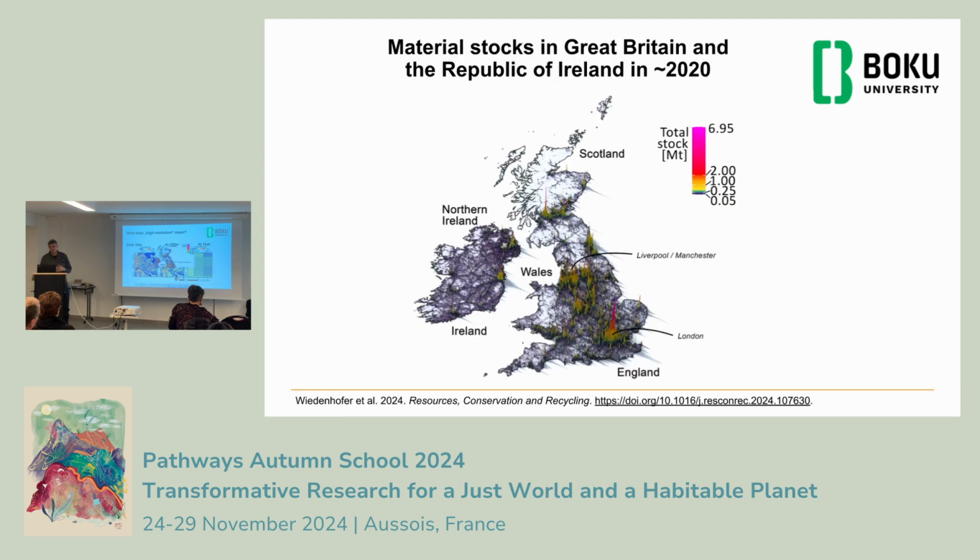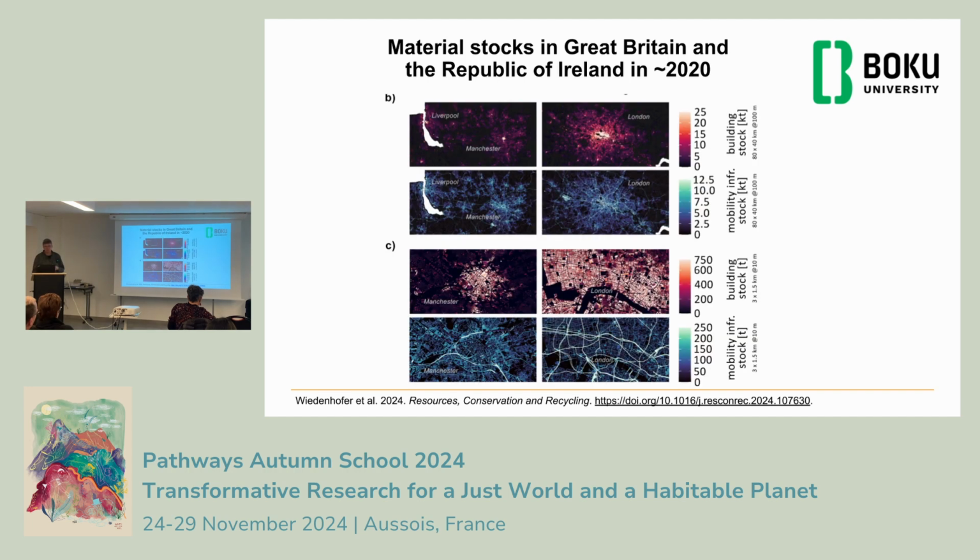Yeah? And we've been doing it for Great Britain and Ireland. We've been also doing it for the conterminous USA. Yeah? So these maps are available. You can also use them. They are free, available online in Zenodo archives and so on. And you can, for example, also separate buildings and mobility stocks. Yeah? And for example, here you see that in London the motorways really stick out of the picture, but also some railway lines, right? So that's the most heavy things.